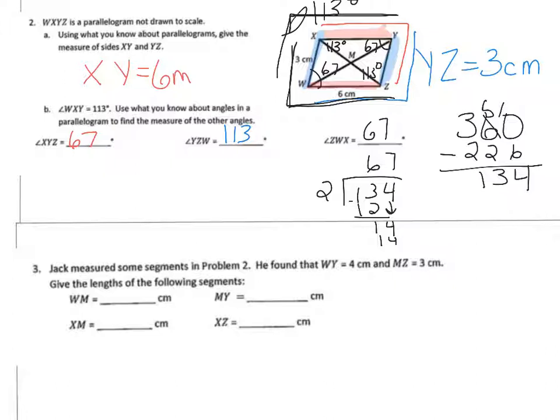Awesome. Problem number 3 says Jack measured some of the segments in problem 2. He found that W to Y is 4 centimeters and M to Z is 3 centimeters. They want you to give the lengths of the following segments. So I'm going to erase some of my work here so you guys can see this again.